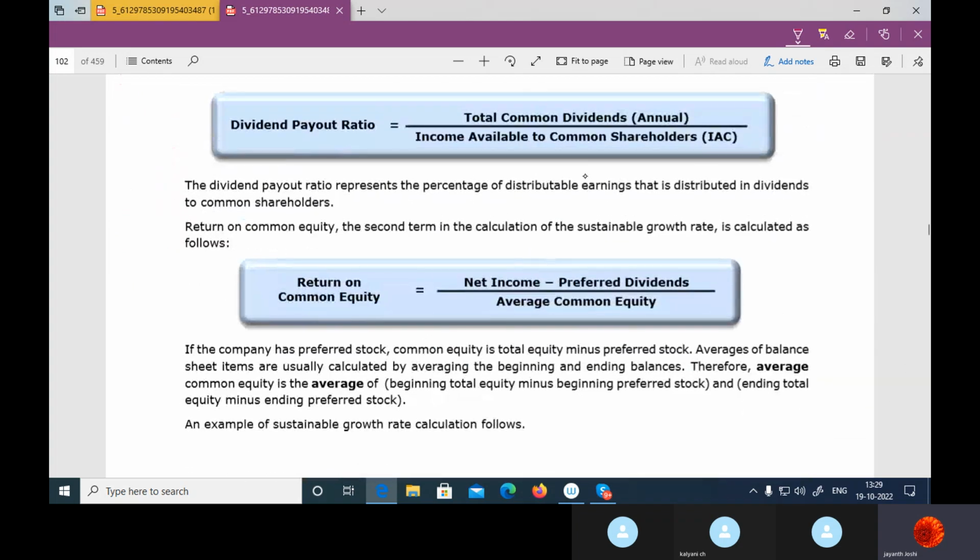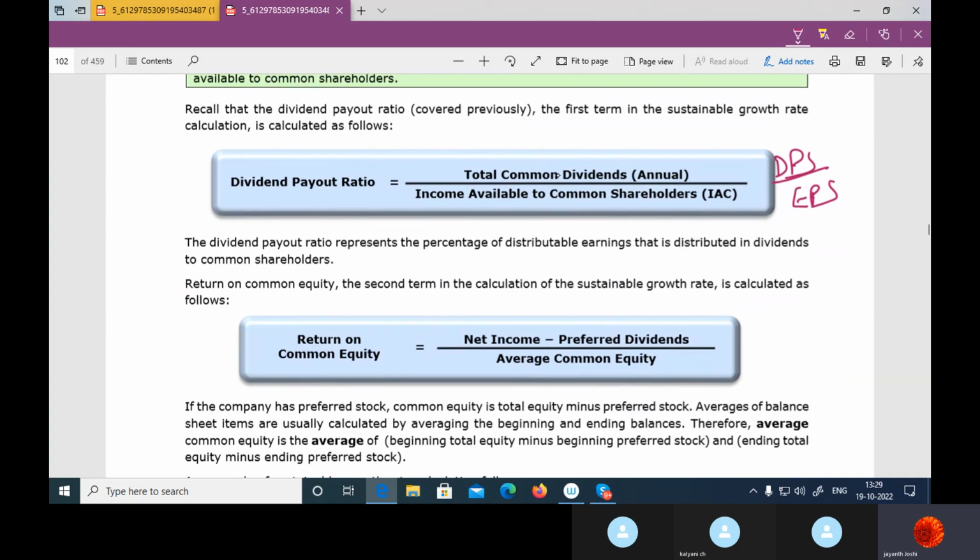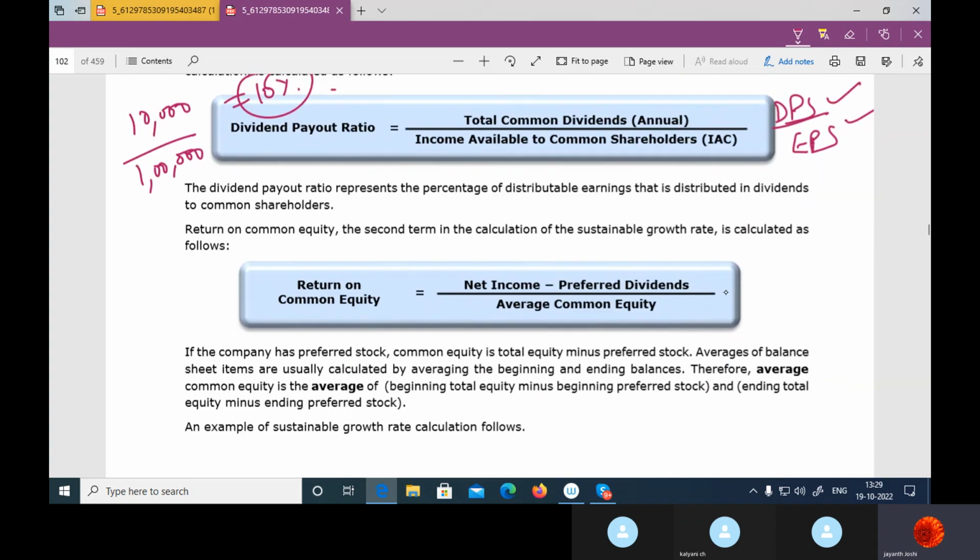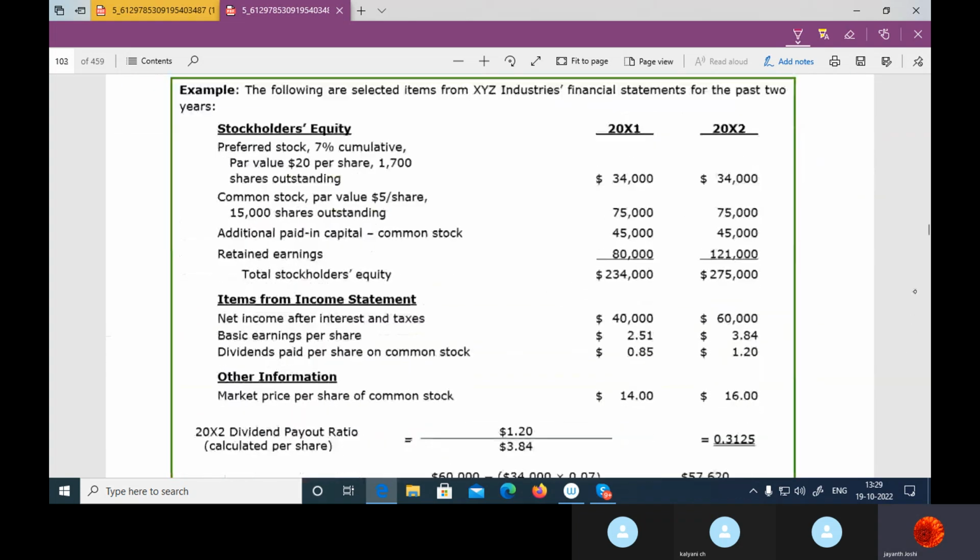you already know what is dividend payout ratio, DPS by EPS. If you want to take it in total terms, total common dividends, like $10,000 is your dividends, divided by the income. Here I am speaking per share wise, here I am speaking in totality. So income is 1 lakh, so 10% is your dividend payout ratio. And you already know the formula for return on common equity: from net income you have to remove preferred dividends, divided by average common equity. Why preferred dividends? We are speaking about common equity. So can you do this question, please?